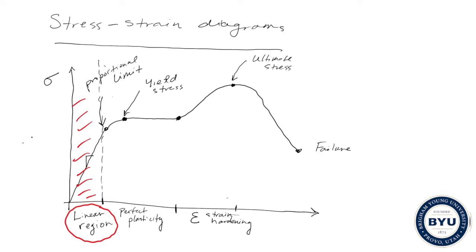So this slope here, which is just going to be basically a change in stress over a change in strain, is, again, as we talked about last time, going to be constant, and it's called the modulus of elasticity.